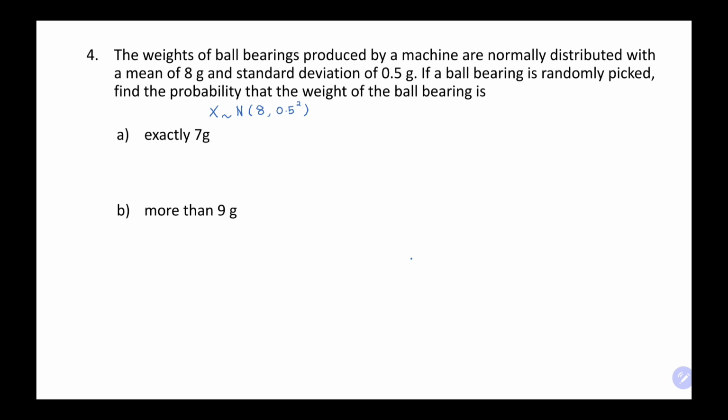First A, the question asks exactly 7 gram. Exactly 7 gram, the sign is P(X equals 7), then we convert to Z, standardize, (7 minus the mean) divided by 0.5. Then we get P(Z equals negative 2). Okay. Since the symbol is equal, we cannot read from the table. The normal table is just for the sign greater or greater equal only. So we can solve, so it equals 0.